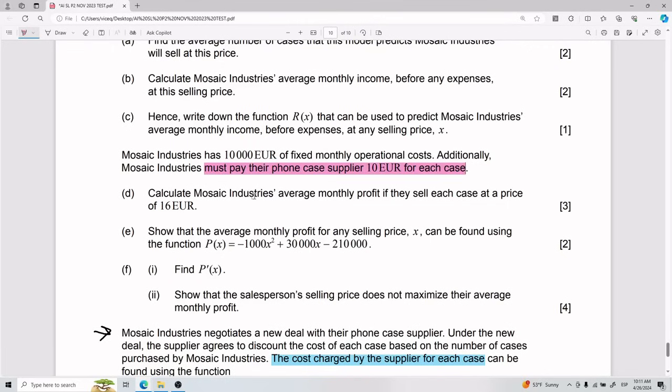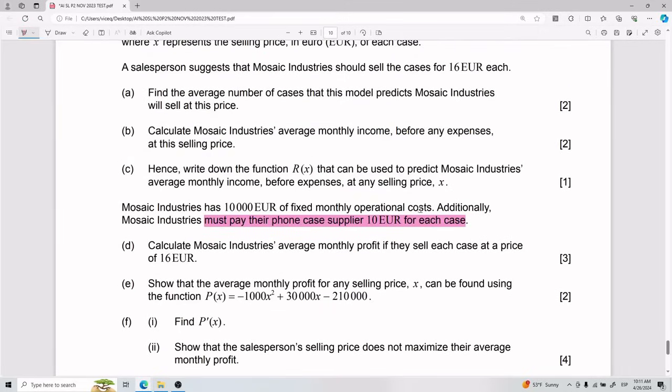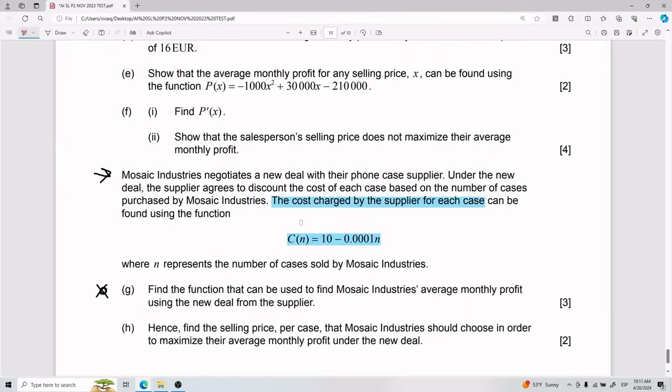And so Mosaic Industries per phone had to pay 10 euros. And so what's happening now in part G is that they don't charge them 10 euros per each case, they charge them this. And you might be telling me, okay, but that's not an actual number. That's not like they're charging 8 or 9. And I say, I fully agree with you.